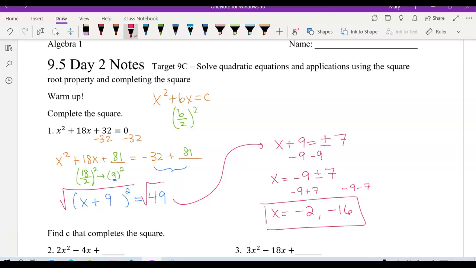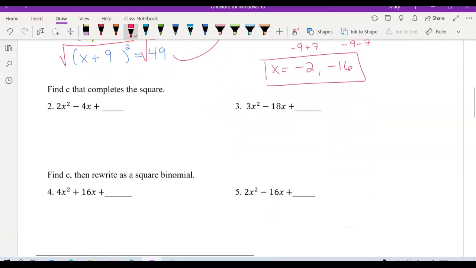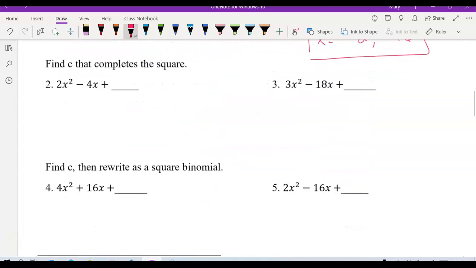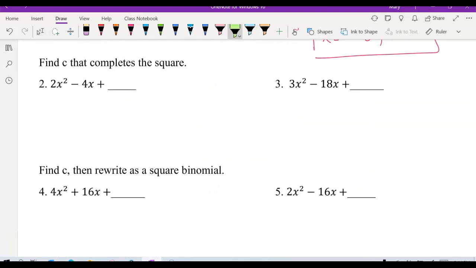So now what we're going to do is the same idea, except we are going to throw a value in front of the x squared. So you'll notice here we have the 2 in front of the x squared. We cannot complete the square the exact same way when there's a number in front. So instead, we actually have to factor out your a value. The a value is always going to go in front. So we divide both of these by 2 and get x squared minus 2x, and then plus blank.